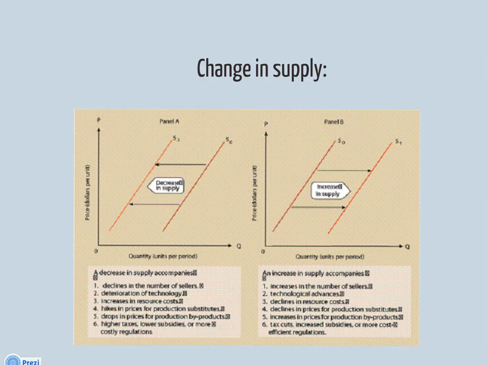And like with demand, we can have an overall change in the supply, which causes the supply curve to either increase or decrease. The decreased supply curve is on the left, and it shows the supply moving from the right to the left. And then the increased supply curve has the entire curve moving to the right.